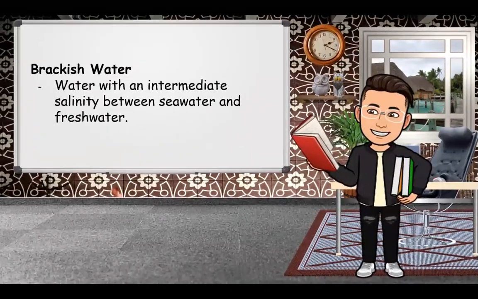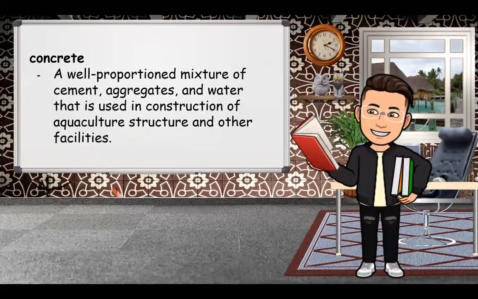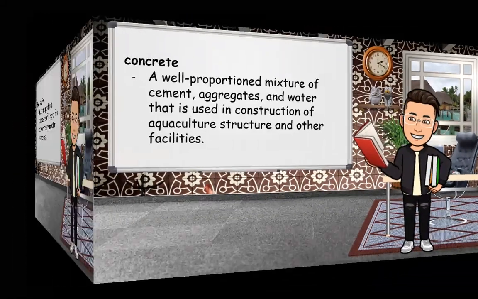Next is brackish water. So when you say brackish water, it is a water with an intermediate salinity between seawater and freshwater. The next one is concrete, a well-proportioned mixture of cement, aggregates, and water that is used in construction of aquaculture structure and other facilities.